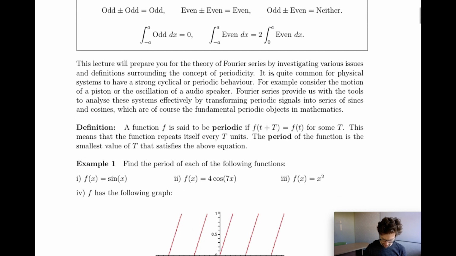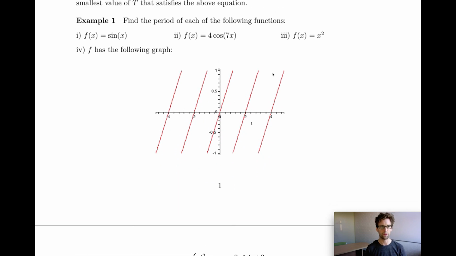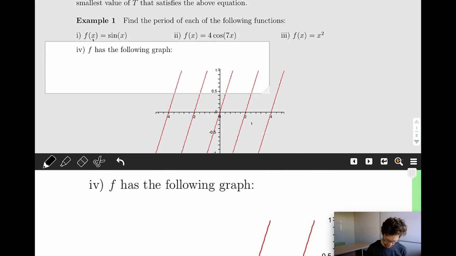So let's take a look at some examples of functions which are periodic and try and figure out what their period is. Let's start off with example 1 here. So this function sine of x, we know that that's a periodic function. It's obviously just going between -1 and 1, bouncing back and forth, so it's repeating itself. But what is the period of this function? That is, what is the smallest value that I could add to x to get my function back again?